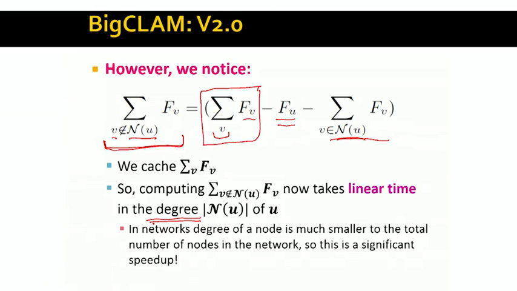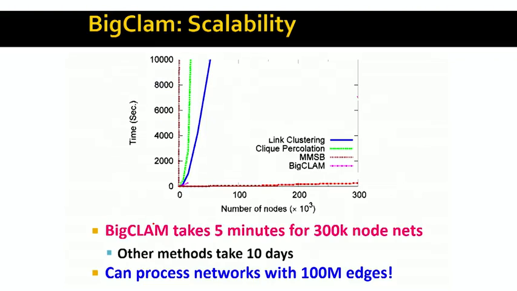Just to show you how quick this method is, here I'm showing you a graph where the x-axis is the size of the network, and the y-axis is the computation time. Here are some examples of other methods that are used today, and you see how badly they scale. After a few thousand nodes, the runtimes increase very quickly. While, for example, with the method I was talking about today, the BIGCLAM method, you see that its runtime increases much more slowly with the size of the network. So, for example, in 5 minutes, we can process a network of around 300,000 nodes. If you want a network of 100 million edges, you need to wait a day or so.